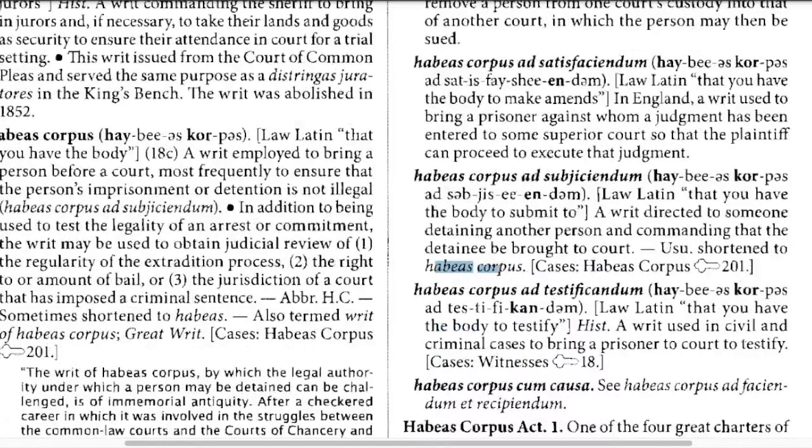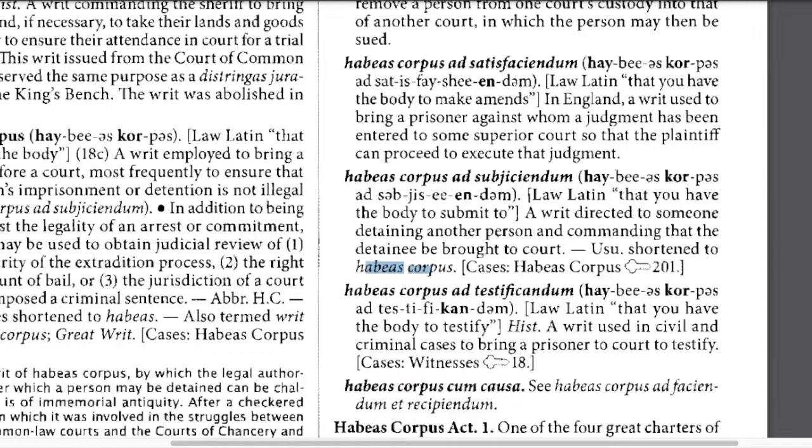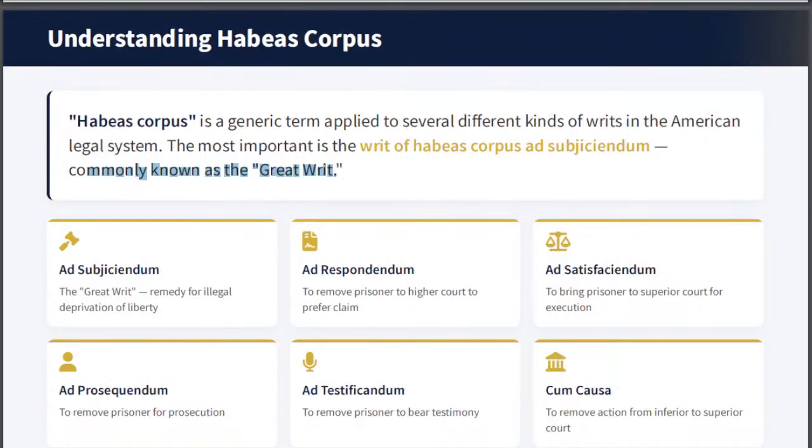All right. So here we have the pronunciations, which is good. We'll leave this open here so that we can refer to it as we go through these different types of habeas corpus. So it's a generic term, and there's different kinds. We have the ad subjiciendum. That's the great writ, the remedy for the illegal deprivation of liberty. See, this is very general here, of liberty. They have the ad respondendum to remove the prisoner to higher court to prefer claim. Wow. So that's for responding.